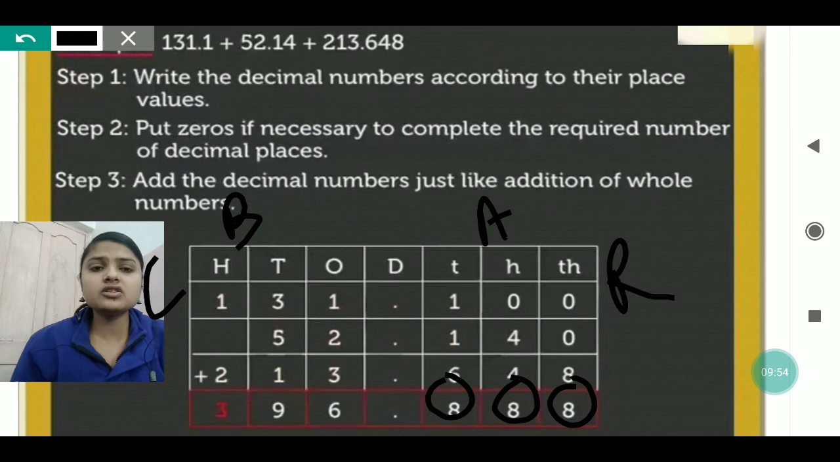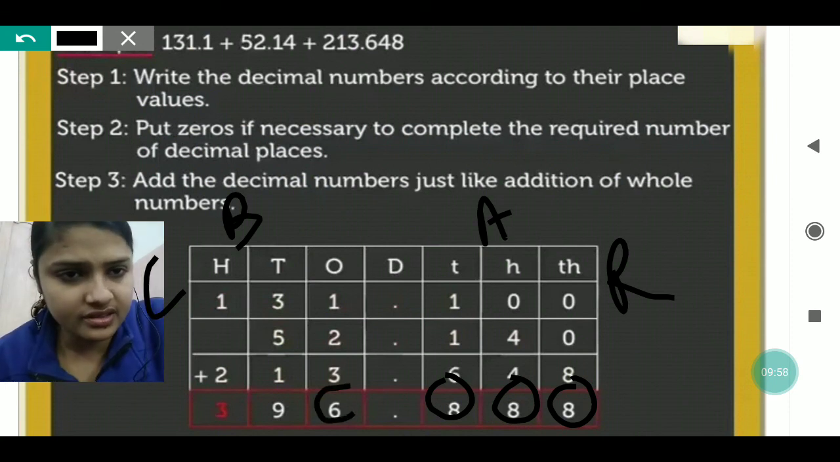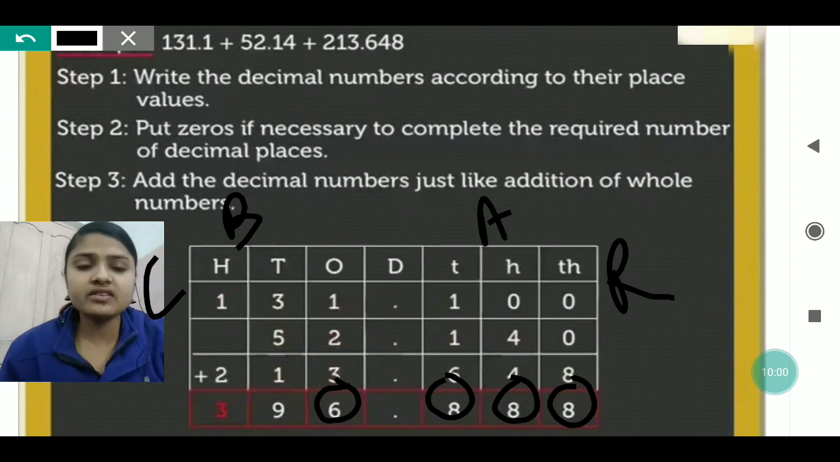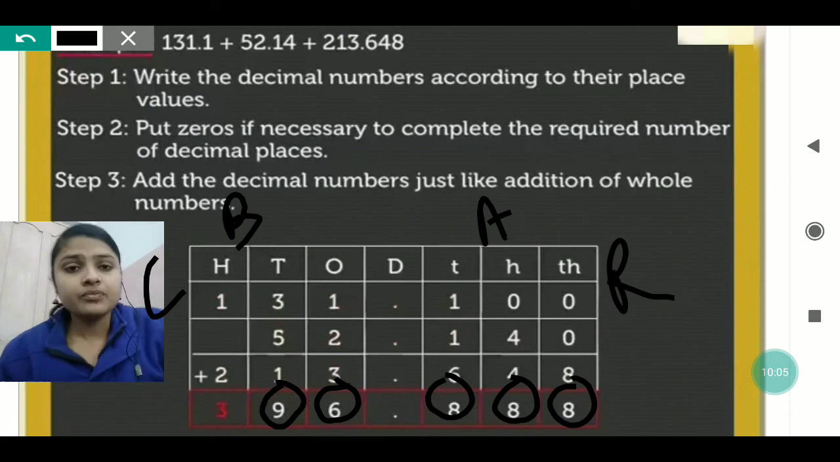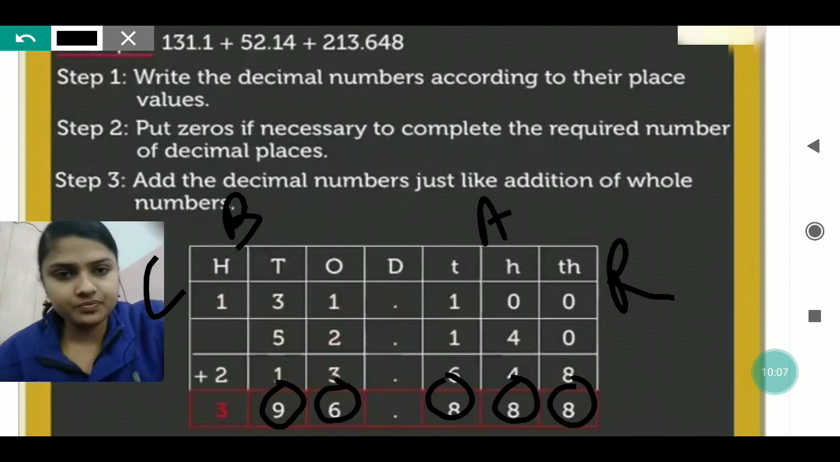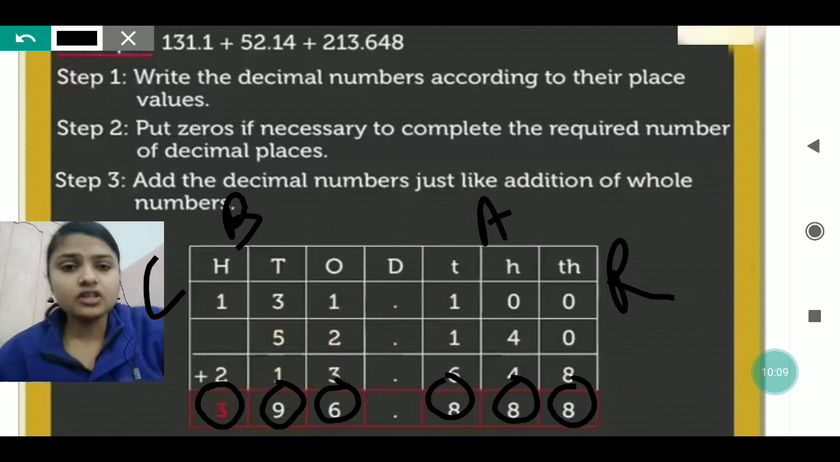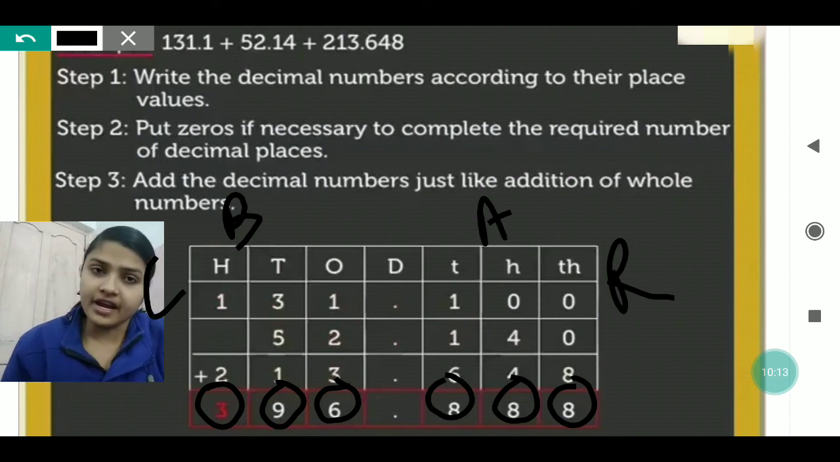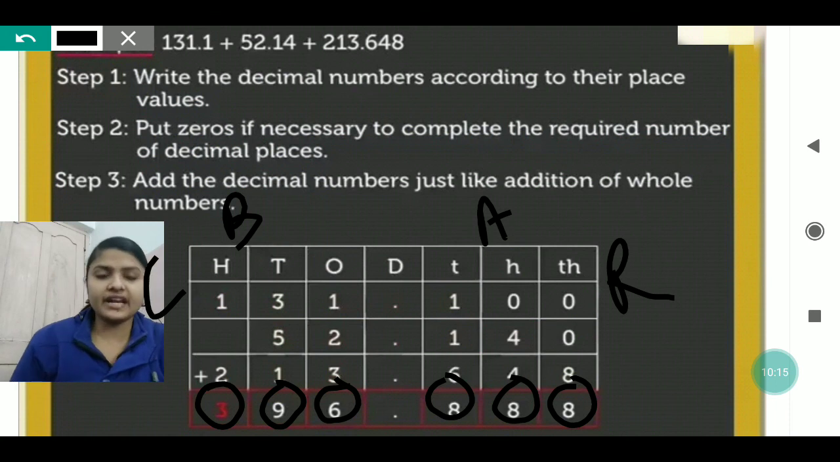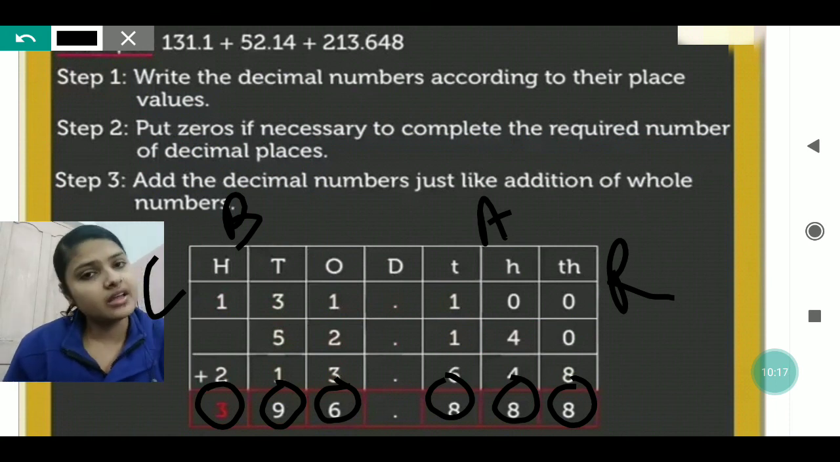After that 1 plus 2 is 3 and 3 plus 3 is 6. So we will write 6 here. 3 plus 5 is 8 and plus 1 is 9. So we will write 9 here. 1 plus 2 is 3. We will write 3 here. So we will get 396.888. This will be our answer which we will get after adding all the three numbers.